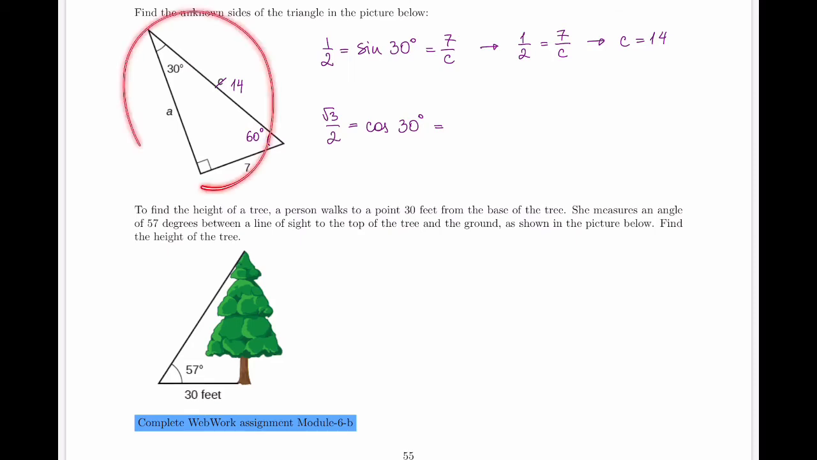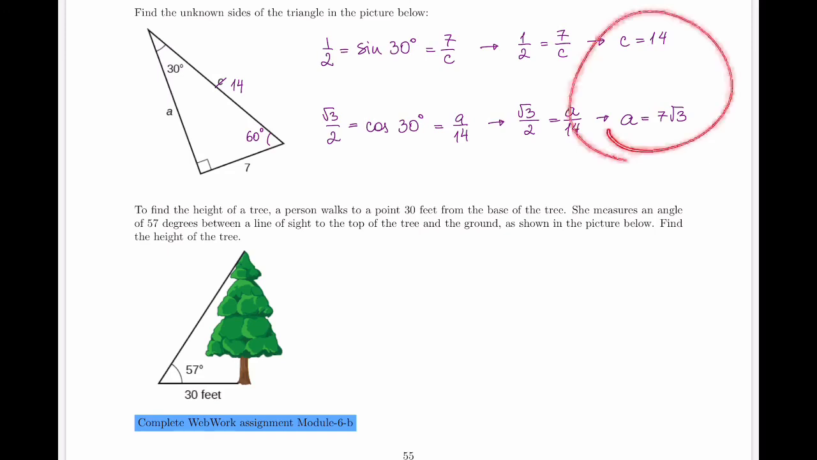But from the picture here, from the perspective of 30 degrees, cosine is adjacent over hypotenuse. So it's going to be a over 14. And so I have an equation, √3/2 is equal to a over 14. And solving for a, I will get 7√3 after some cancellation. Again, I encourage you to actually try other methods and maybe do the exact same computations from the perspective of the 60-degree angle here to ensure that you actually get the same answers. Okay, let me put this on as the answer here too.